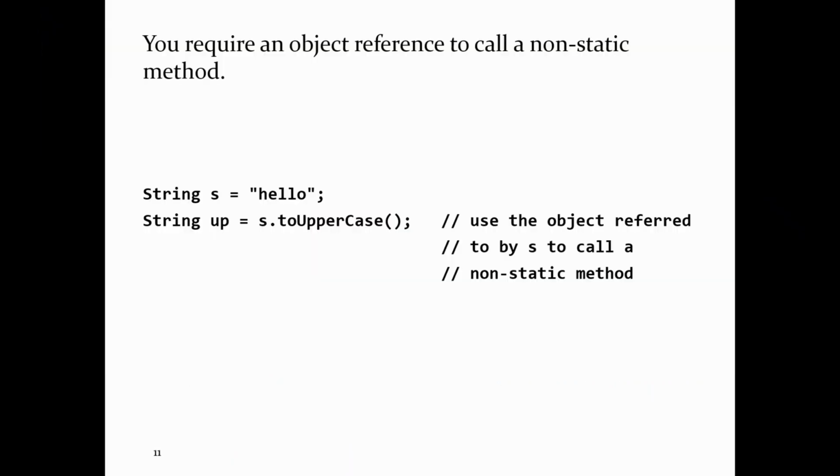To call a non-static method, you need a reference to an object. So here I need s to call that method. Any string reference here will do, but I need a reference to a string object. So when you write s.toUpperCase, you are using the object referred to by s to call the non-static method. I'm asking the object referred to by s to call its toUpperCase method.